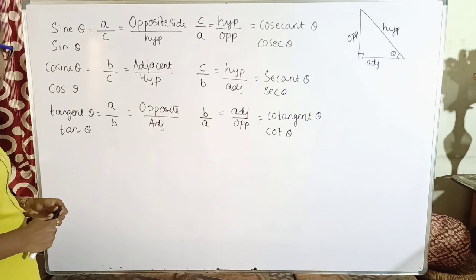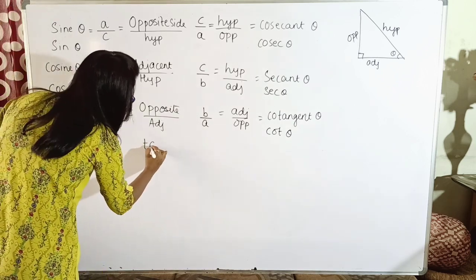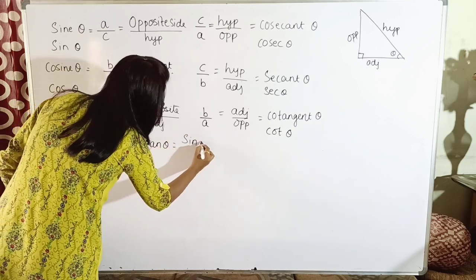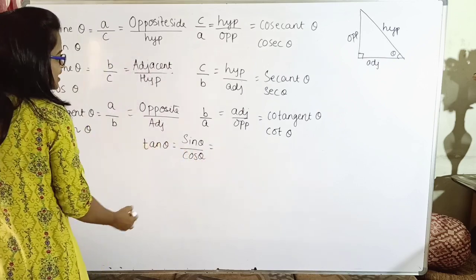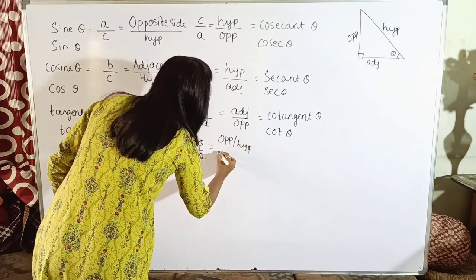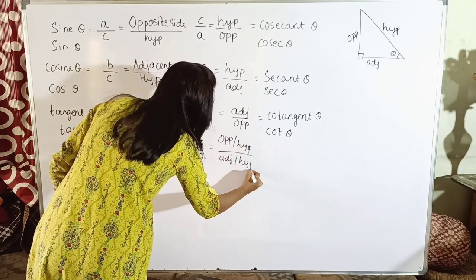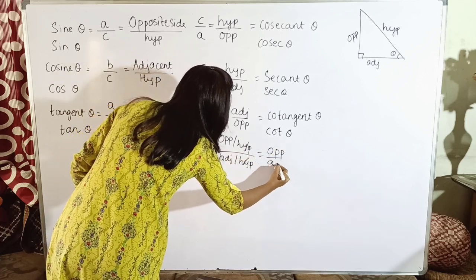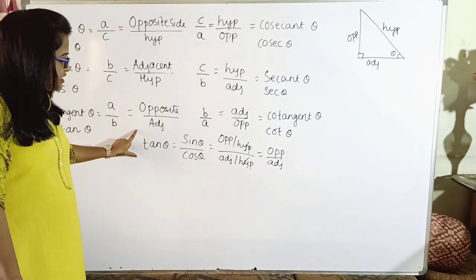Now as you can see, tan theta is nothing but opposite upon adjacent. So which means tan theta equals sine theta by cos theta. Let us see, do we get the same value? What is sine theta? Sine theta is opposite upon hypotenuse, whereas cos theta is adjacent upon hypotenuse. So the hypotenuse will get cancelled, and you get opposite upon adjacent. So as you can see, from these two ratios, I can obtain tan theta.